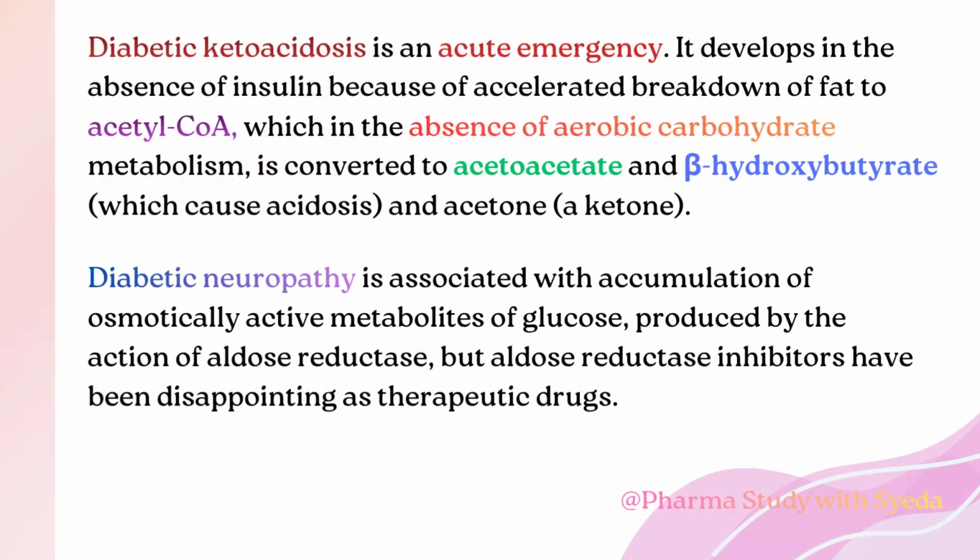Without insulin, the body cannot use glucose for energy and rapidly breaks down fat, producing large amounts of acetyl-CoA. In the absence of normal carbohydrate metabolism, acetyl-CoA is converted into ketone bodies such as acetoacetate and beta-hydroxybutyrate, which cause metabolic acidosis, making diabetic ketoacidosis a life-threatening condition requiring urgent treatment. Diabetic neuropathy occurs due to the accumulation of osmotically active glucose metabolites formed by the enzyme aldose reductase. However, drugs that inhibit aldose reductase have shown limited success in treatment.